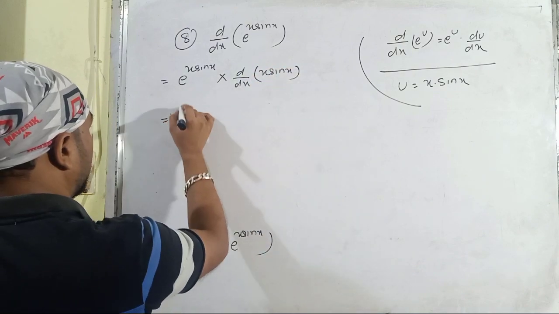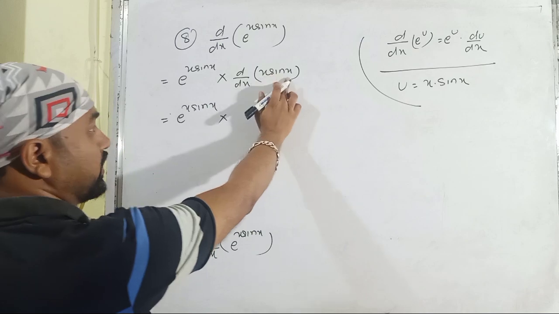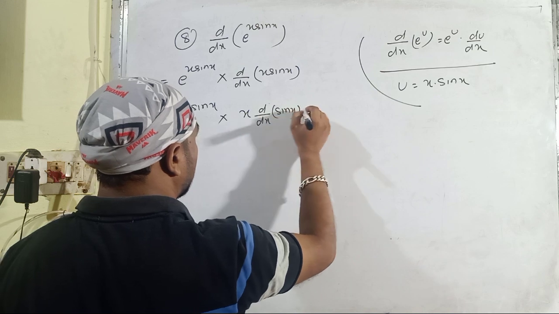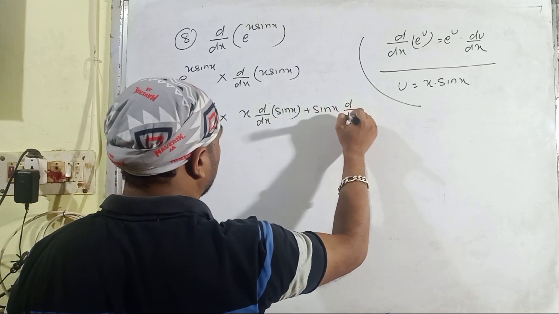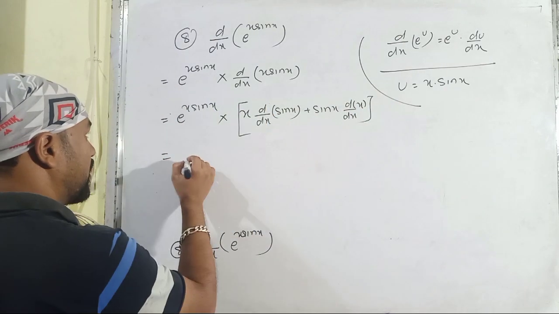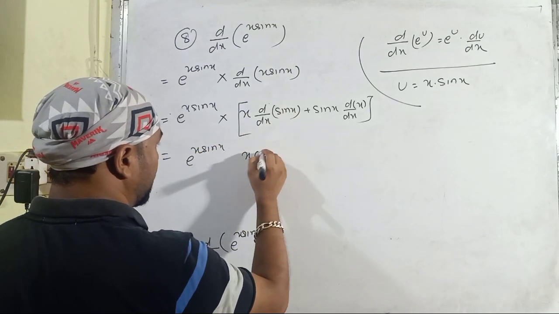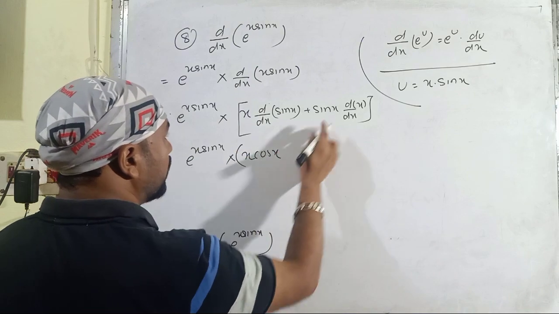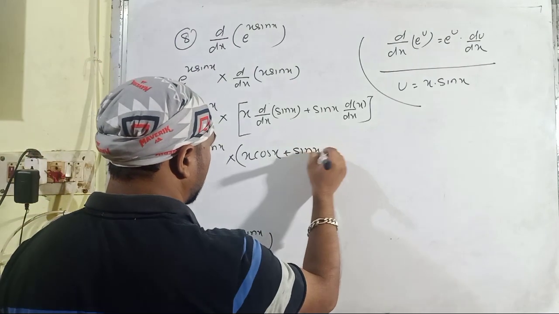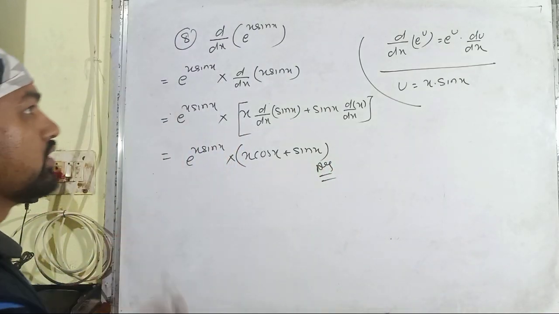Then it will be e to the power x sin x multiplied with, x is the first function, sin x is the second function. So x multiplied with the differentiation of sin x plus sin x multiplied with the differentiation of x with respect to x again. Now just applying the product rule here, we have x times differentiation of sin x, which is cos x, plus sin x and differentiation of x, which is 1, so it will remain as sin x. And here is the complete solution for the problem number 8.